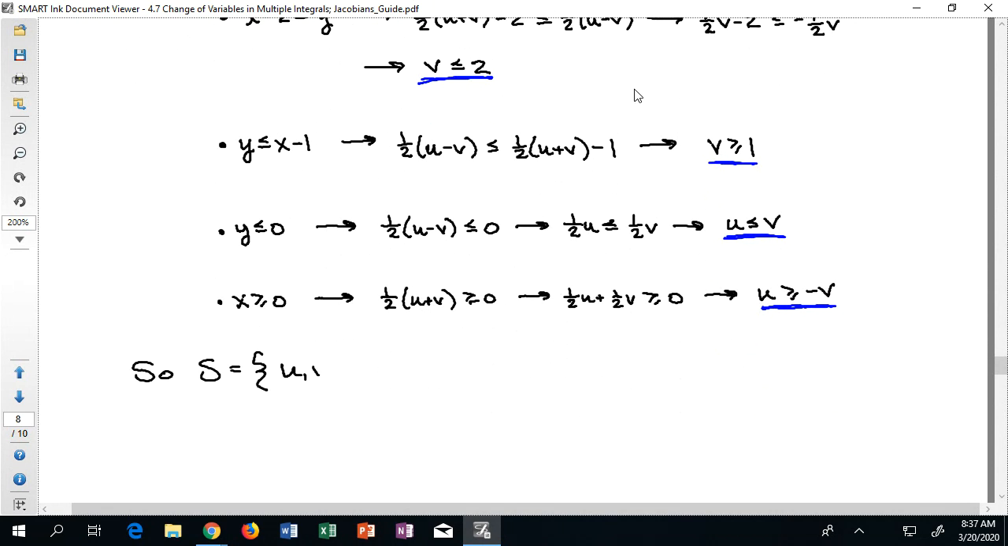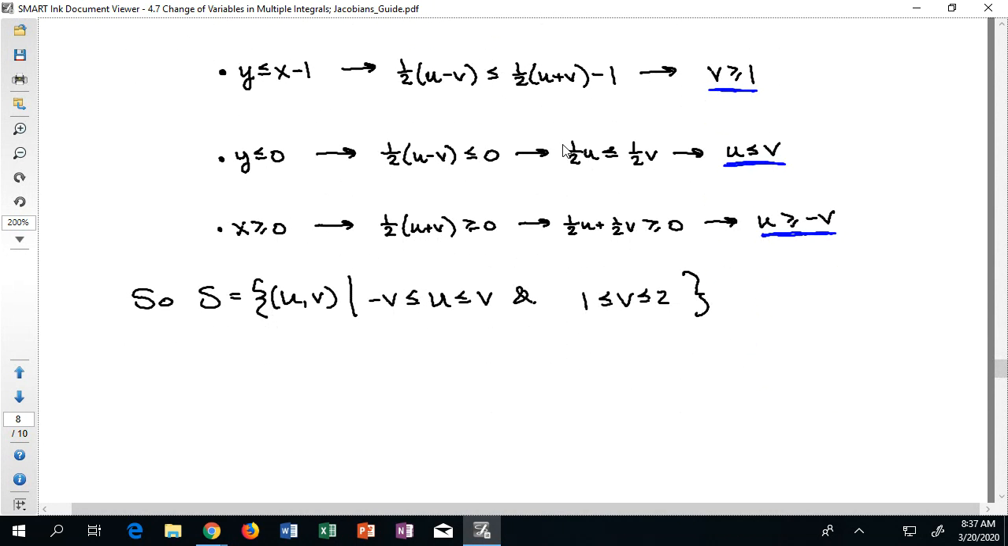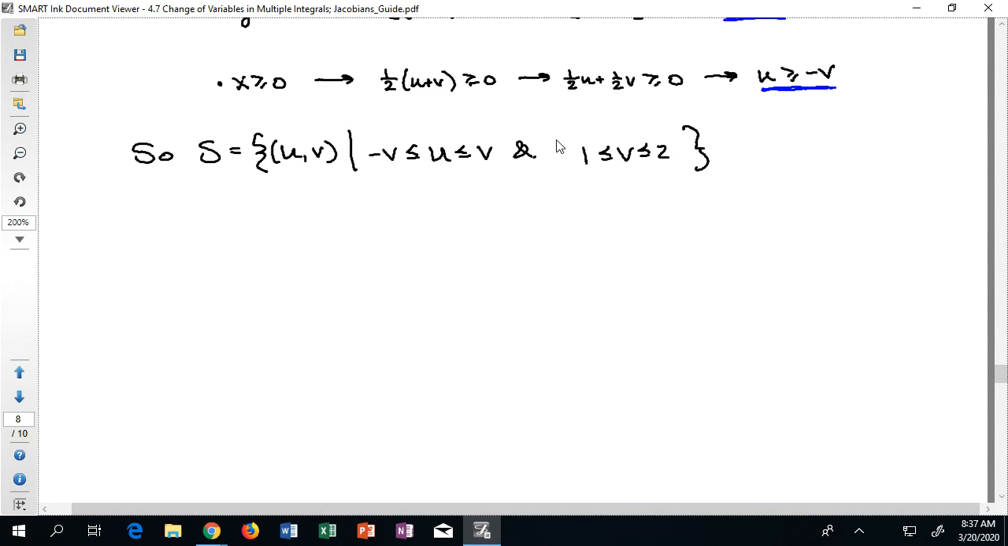S is a bunch of u comma v points with the following restrictions. I'll notice immediately that u has to be less than or equal to v, but greater than or equal to negative v. Those are my last two blue inequalities there. But I can also see that v has to be less than or equal to 2, greater than or equal to 1. If I was to try to draw this out, I can see what that region S is going to look like. So here's my region S. This is going to be now existing in the UV plane.